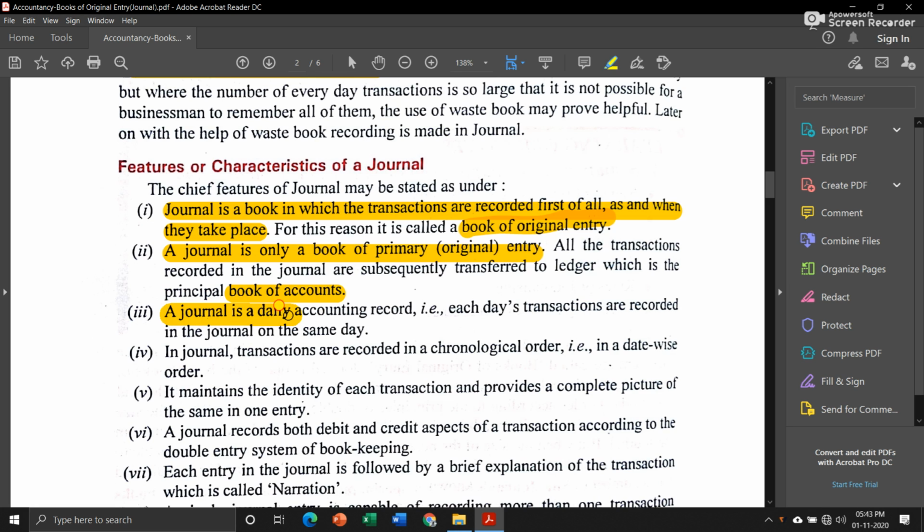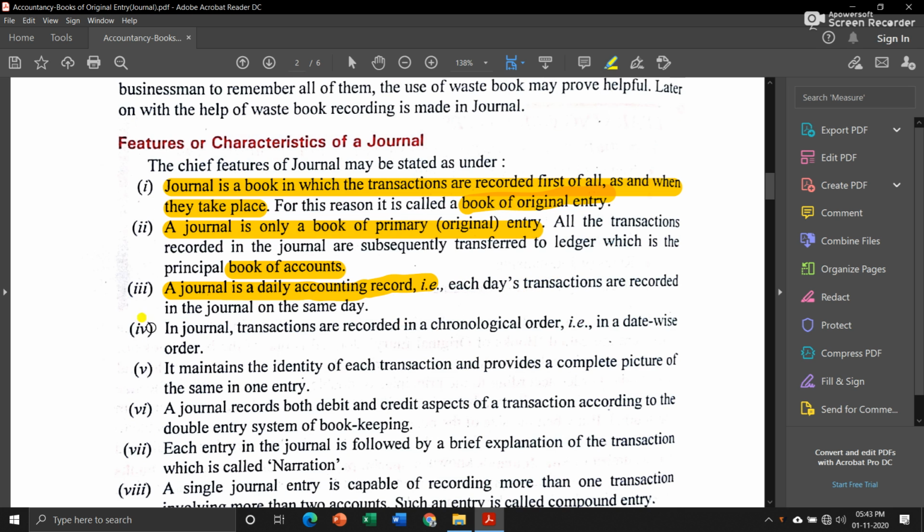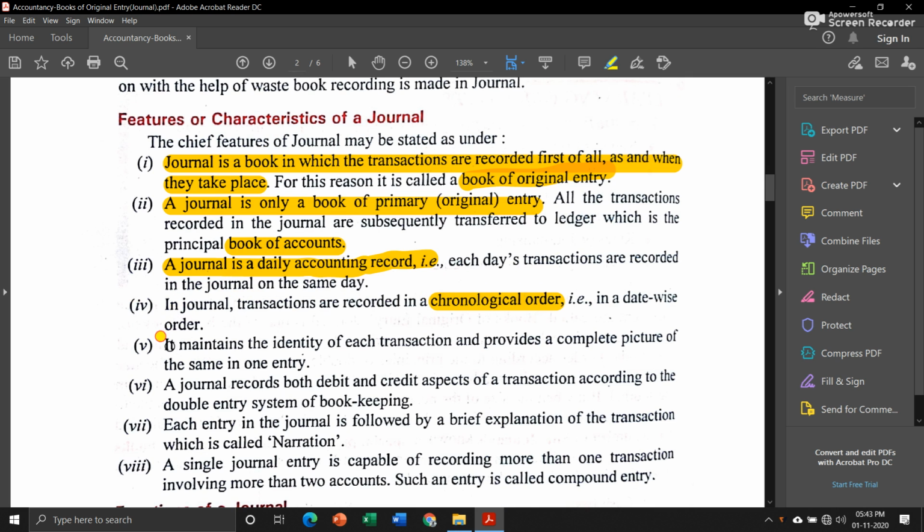Then a journal is a daily accounting record, means every day transactions happen in the business, so making journal or entering journal entries is also a daily routine. Then in the journal, transactions are recorded in chronological order, that means in a date-wise order. It maintains the identity of each transaction, means it gives what kind of transaction that was, and it provides all the information about a particular transaction.